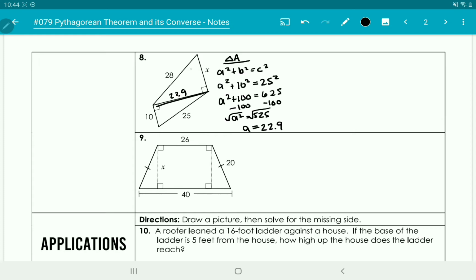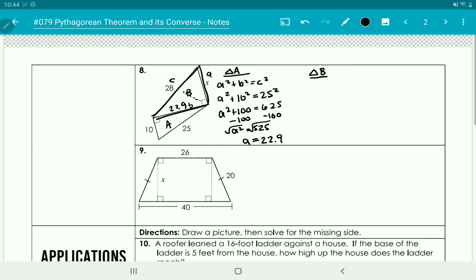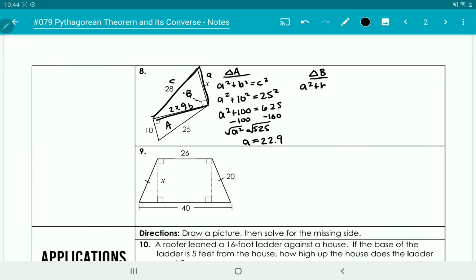Okay, so now we can go ahead and erase that, and we know that this part right here is 22.9. So now we're going to be looking at this top triangle. We'll call it triangle B. So for triangle B, we're going to go ahead and solve for x now. So again, the one directly across from the right angle is going to be C. The other ones are going to be A and B. And it doesn't matter which order you do it in. Okay, so we again have A squared plus B squared is equal to C squared. A here, we're not sure about, so I'll put in the x here. Okay, B is going to be this 22.9 side squared is equal to C is 28 squared.